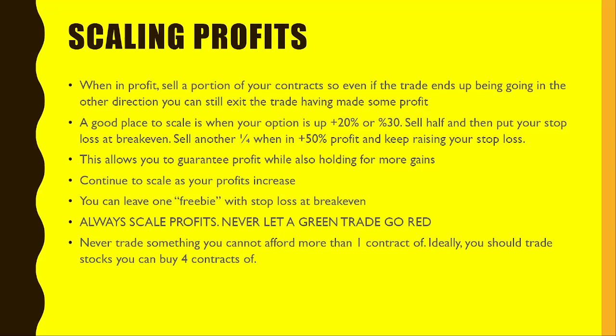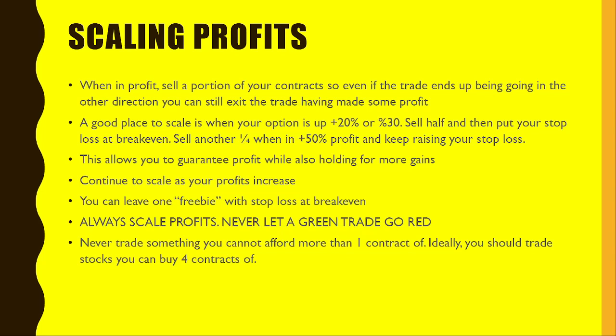Scale profits. So when you're in profit, sell a portion of your contracts. So even if the trade ends up going against you in the other direction, you can still exit the trade having made some profit. For example, if you're up 20 or 30%, you can sell half and then set your stop loss at break even. That way, you still made some money even if the trade ends up going in the other way.